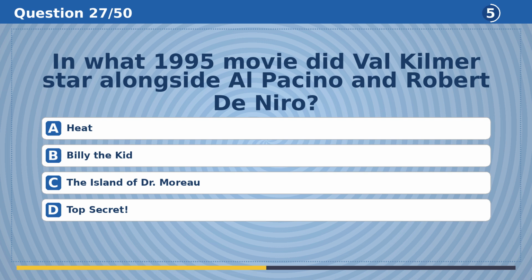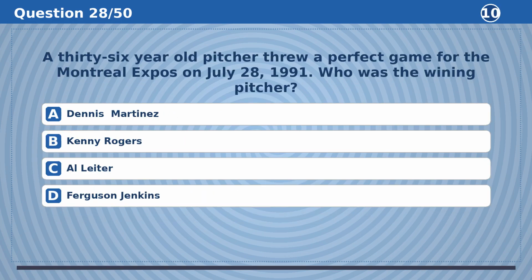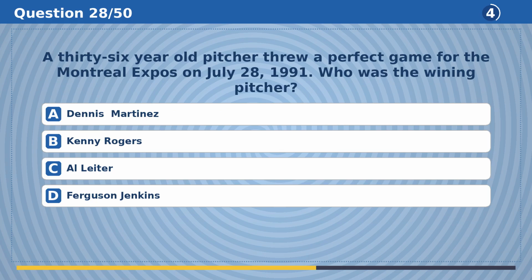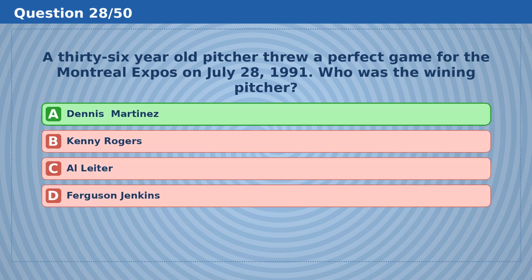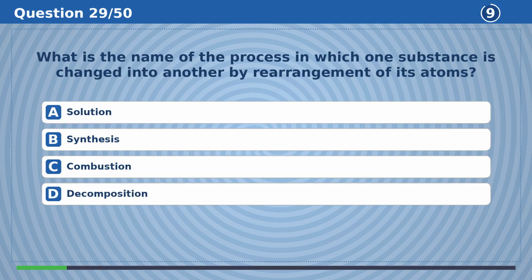In what 1995 movie did Val Kilmer star alongside Al Pacino and Robert De Niro? The answer is A, Heat. A 36-year-old pitcher threw a perfect game for the Montreal Expos on July 28, 1991. Who was the winning pitcher? The answer is A, Dennis Martinez.